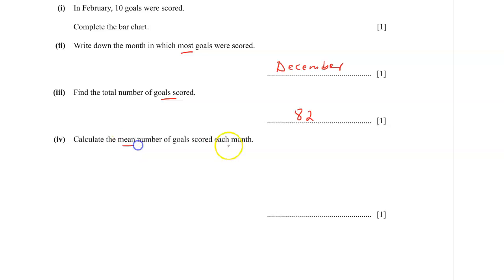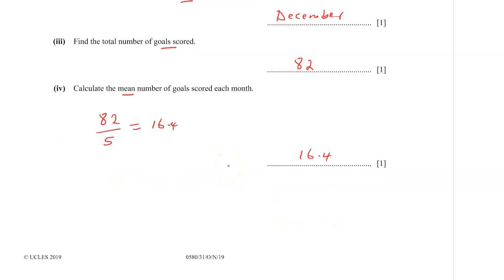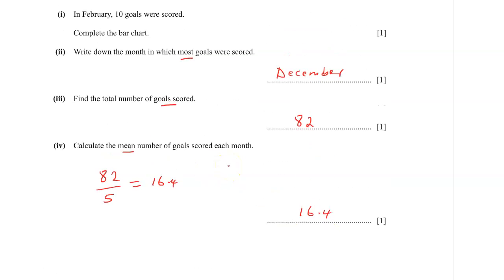Calculate the mean of each of the 5 months. Find 82, divide by the number of months, which is 5. You get 16.4. 16.4 is the mean. Very well.